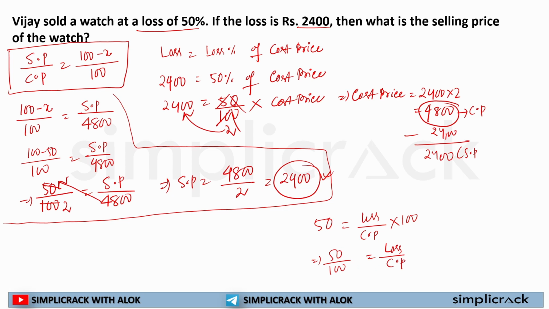So I can write this down. Now if I solve this simply, 50 divided by 100 is equal to loss 2400 divided by cost price, and if I solve it, 2 will multiply here, cost price will come this side, it will be 4800. So my cost price is 4800, my loss is 2400, and my sales price is 4800 minus 2400, which is equal to 2400. So I can solve it in this way as well without doing all this unitary method.